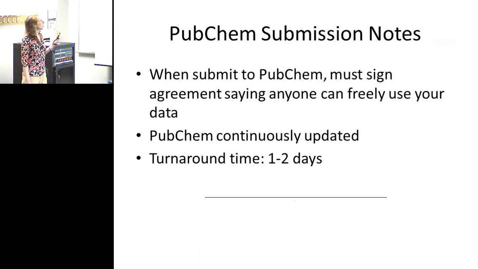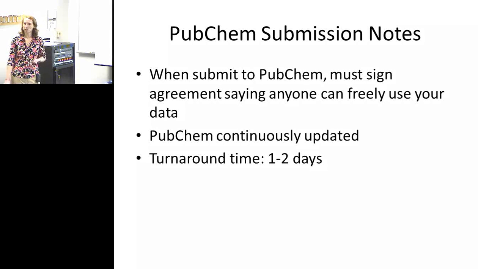So when you submit to PubChem, you must sign an agreement saying that anyone can freely use your data. So you should know that. PubChem is continuously updated. So if you submit a chemical and you say make this available as soon as possible, you should usually see it within 1 to 2 days.